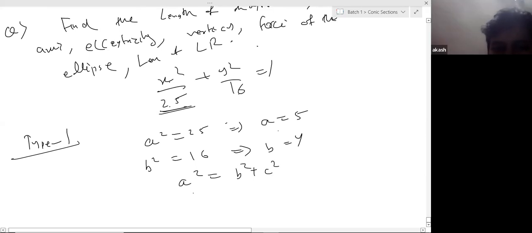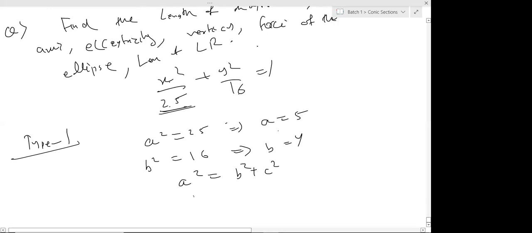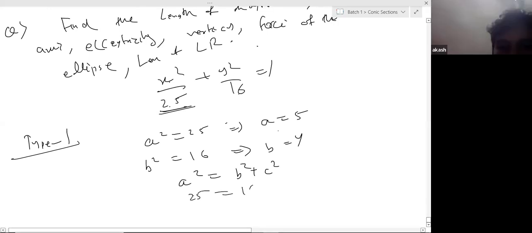Don't worry about the sign, because if you look at the coordinates, we have already written plus c and minus c. That means c is a positive quantity. So 25 equals 16 plus c square. That means c square equals 9, so c equals 3.